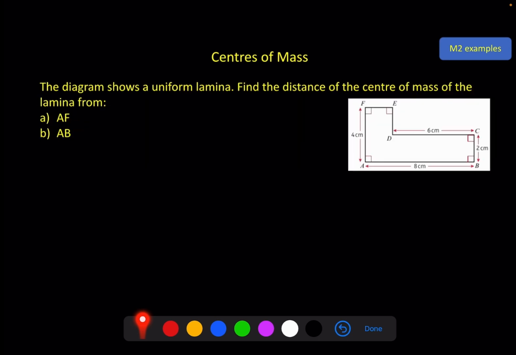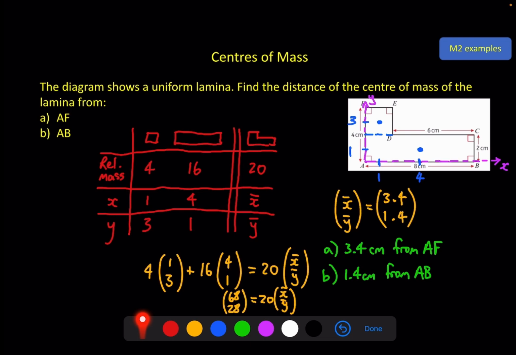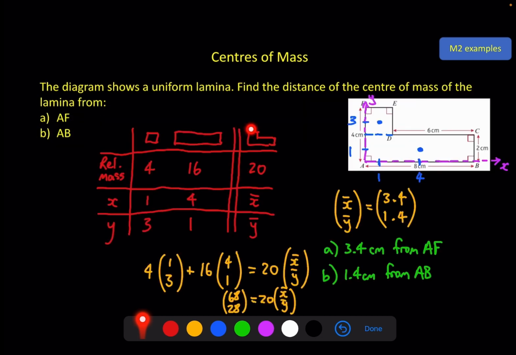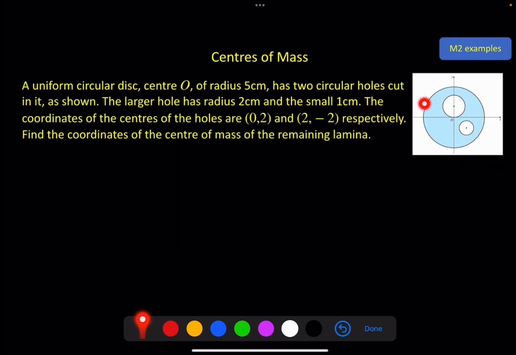Now don't panic, we're going to do exactly the same as we did here, but instead of adding the pieces together, we're going to subtract. We're going to have a big circle, and then we're going to subtract the big hole and the small hole, and we're still going to have on the end here the shape that we actually want. So I'm going to jump straight into the table here because we've got a lot of the information given to us in the question. So my table is going to be a little bit longer. I've got an extra piece to it this time.